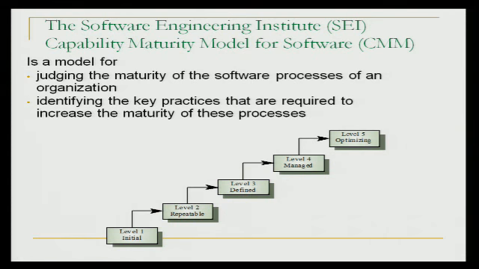Now, this has always been somewhat controversial. In defense, if you're not at, I think it's level 4 today, you can't even bid on a project. So if you want to build a radar system or whatever, and you have all the skills to do it, you think you're the best, but if you can't demonstrate you're at level 4 on the maturity scale, you can't even bid on the contract, okay?